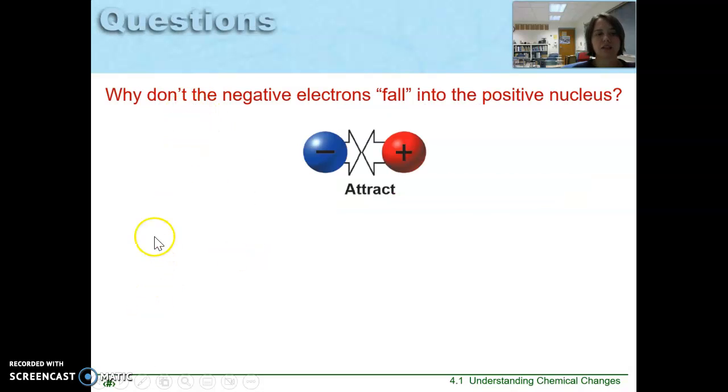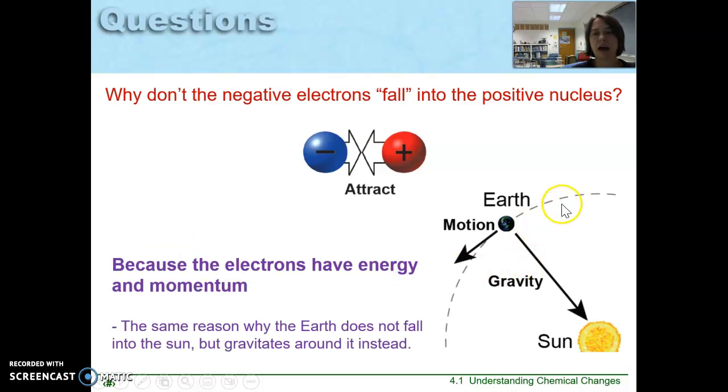So it is balanced out. But why don't all those negative electrons just fall right into the positive nucleus? It is a balancing of forces. Just like the Earth is attracted to the sun by gravity, it also has its motion, which wants to go in a straight line. If you take those two forces together, you get an orbit. Just like that, an electron is pulled into that positive nucleus, but it also has momentum to go straight. When you put those two together, it zips around in that electron cloud.